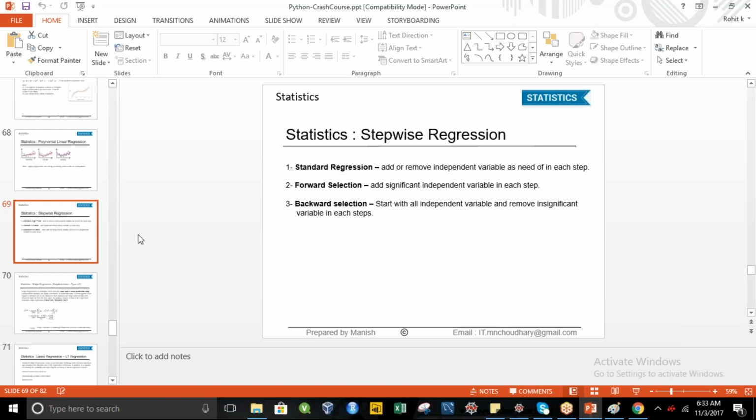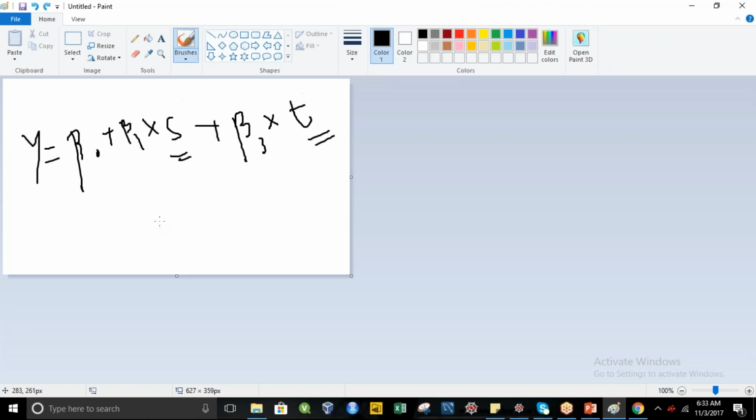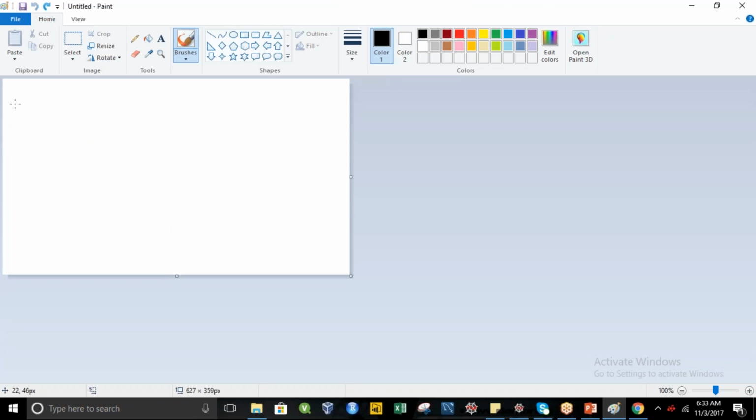So again, there are three types of regression in stepwise regression. One is standard regression, forward regression, and backward regression. Standard regression is when we are creating a model. For example, when we are creating a model, there are a few steps. So I'm just showing you in this stepwise.